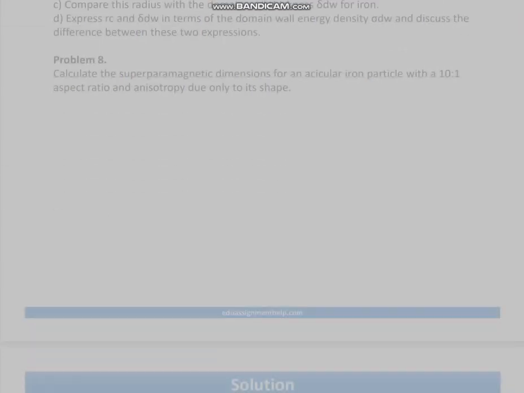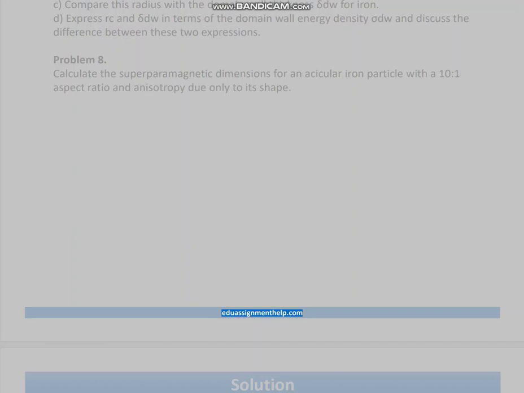C. Compare this radius with the domain wall thickness delta dW for iron. D. Express Rc and delta dW in terms of the domain wall energy density sigma dW and discuss the difference between these two expressions. Problem 8. Calculate the superparamagnetic dimensions for an acicular iron particle with a 10:1 aspect ratio and anisotropy due only to its shape.